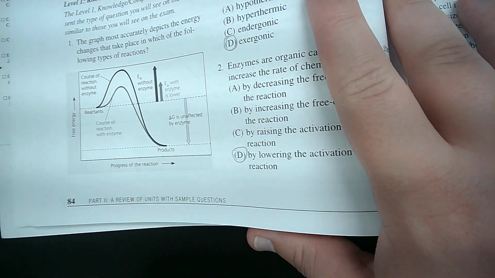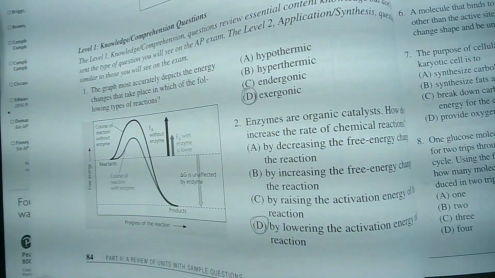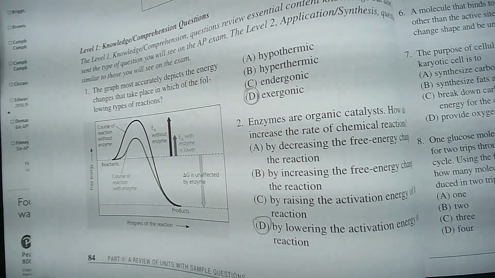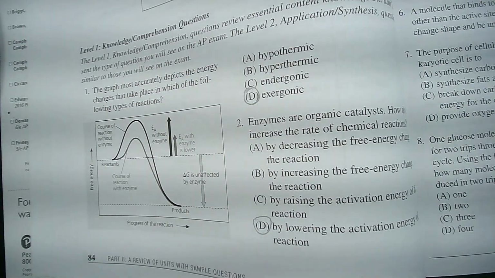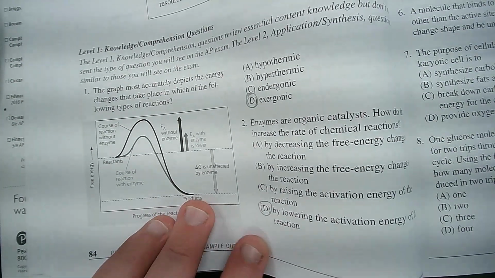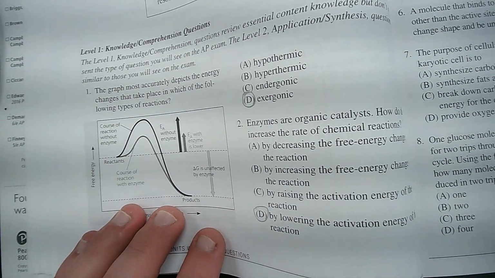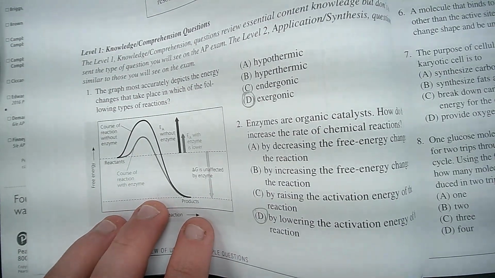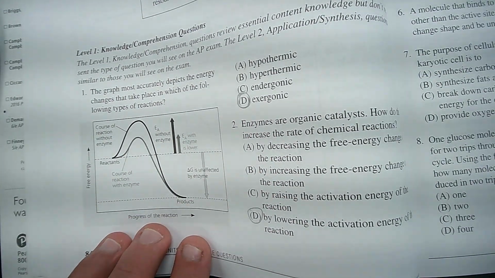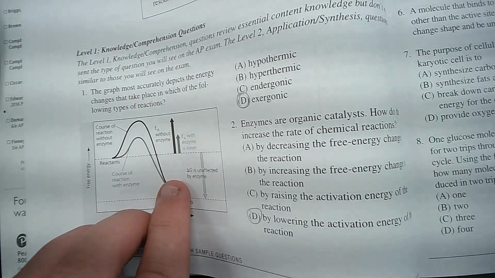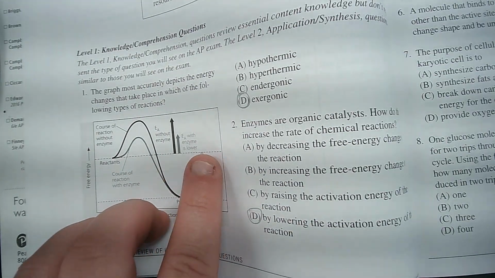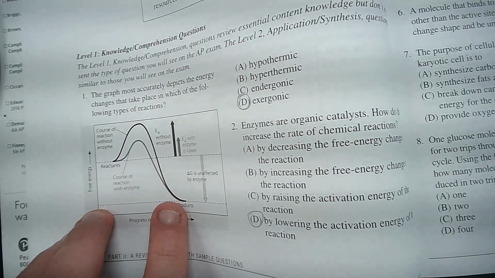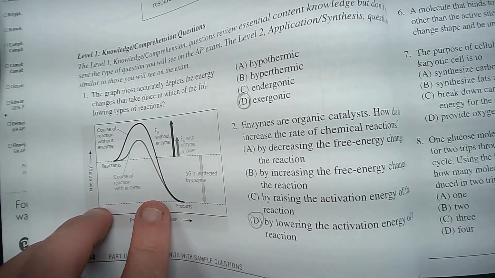Okay. So level 1 questions are basically comprehension questions that are not exactly AP level, but it helps you understand the content. Let's look at this graph, and it says this graph most accurately depicts the energy changes that take place in which of the following types of reactions. The answer is D, it's exergonic. It's because the shape of the curve in the figure goes from the reactants at the top, higher energy, to the lower products. Therefore energy is given off.